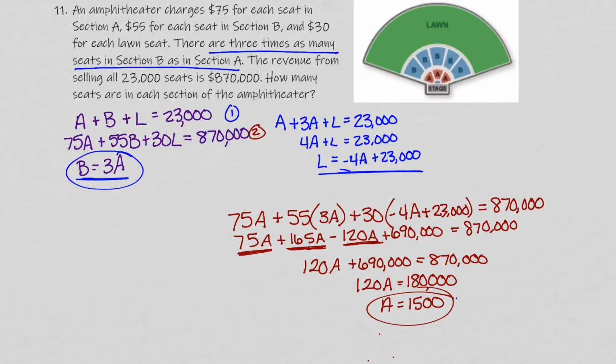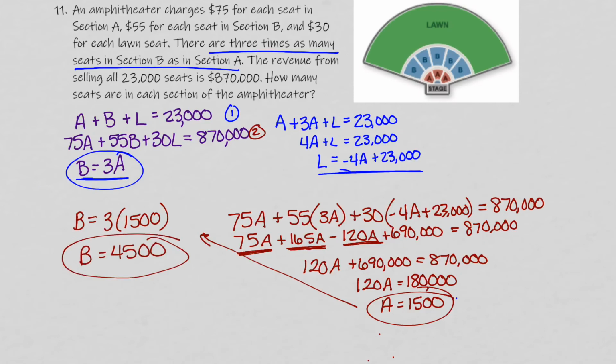Well, let's find out how many are in Section B. So I'm going to take that and plug it in over here for B. Well, B has 3 times that. So B is going to have 4,500 seats in Section B.